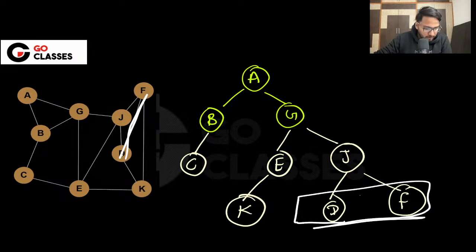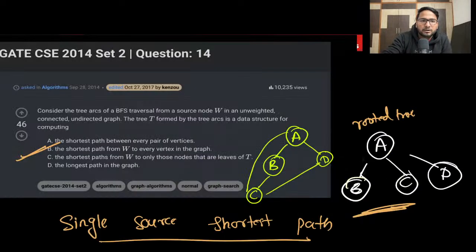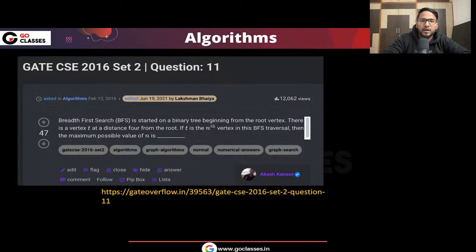So what about question 27? Which one? The shortest path. Okay. So is this clear or is there some problem? Let me know. Yeah. Okay. So here B is the correct answer.